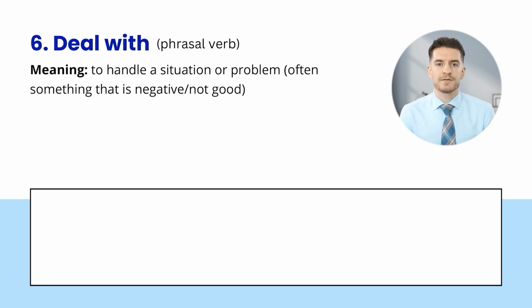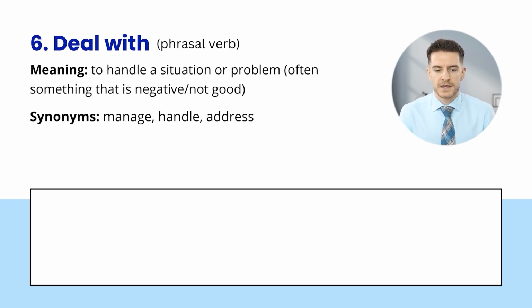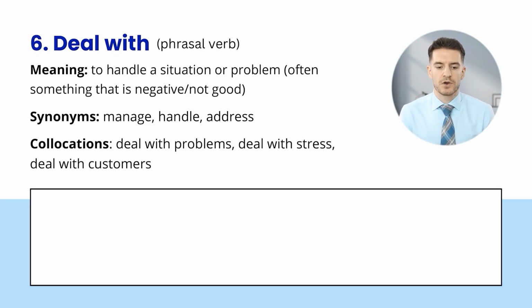Okay, let's have a look at the next word, word number 6, which is deal with. Now, deal with is a phrasal verb, and it means to handle a situation or a problem. And it's often something that is negative or not good. So a situation that's not good or a problem that's not good. Here are some synonyms: manage, handle, or address. Here are some collocations: deal with problems. So that means handle problems, maybe to try and fix problems. Deal with stress. So again, you need to handle stress. You need to try and fix your stress or maybe even reduce your stress. Deal with customers. So again, handle customers.